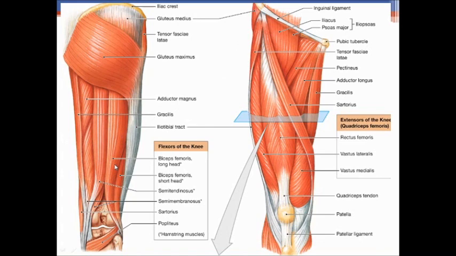Here we have your hamstrings, semitendinosus, semimembranosus, and biceps femoris. And the quadriceps being the rectus femoris, the vastus lateralis, and vastus medialis. Sartorius is also in there, crossing from the hip to the knee.